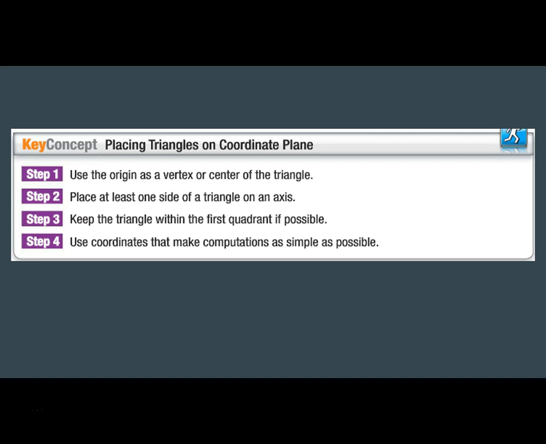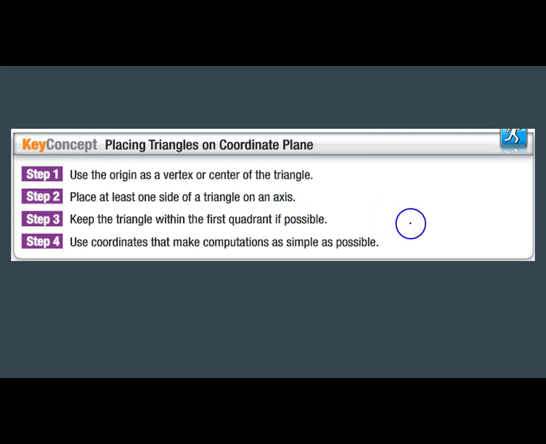We have 4 steps, and here they are. Step 1, we want to use the origin as a vertex or center of the triangle. This makes it easier for us. That's why we always want to start there if we can. And step 2, we're going to place at least one side of the triangle on an axis. And you're going to see in just a minute how that really does help us.